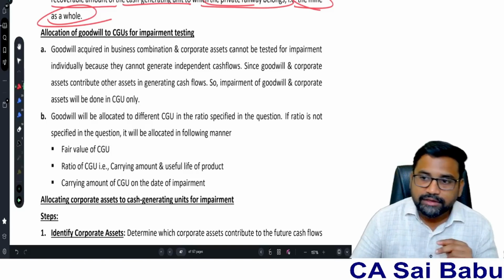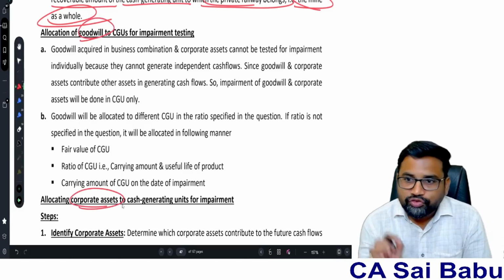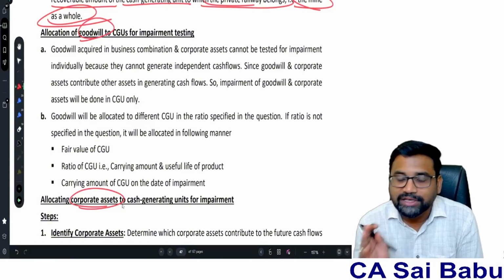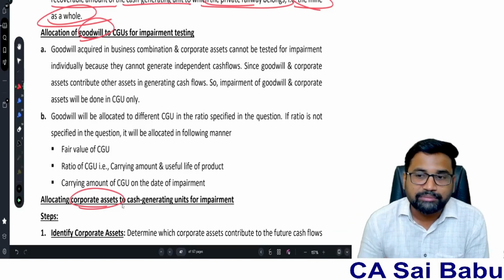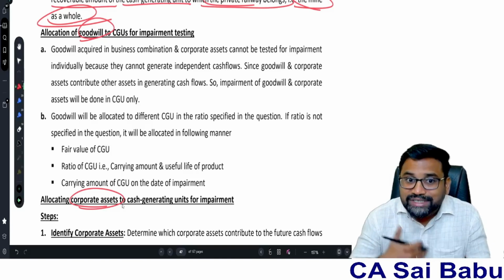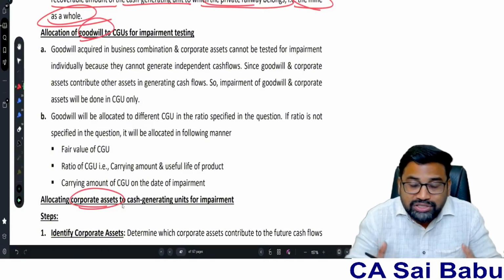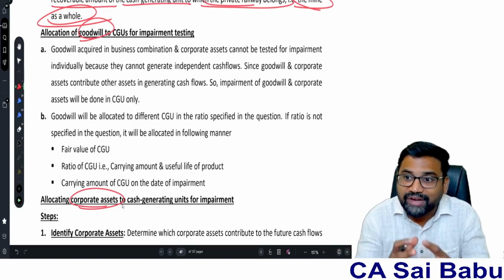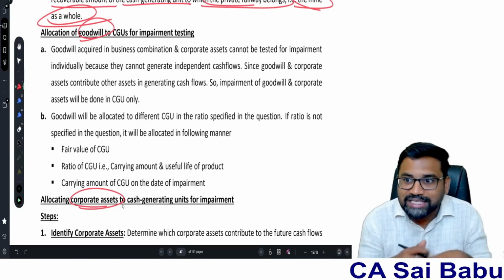Now here two things you need to focus on. One is goodwill, another one is corporate assets. See, goodwill and corporate assets are both tested for impairment at the CGU only, not at individual level. Because you tell me, does goodwill belong to one particular department or one particular asset? No, generally goodwill belongs to the entire organization, right? So when I want to test the impairment of goodwill, I can't test it independently, because goodwill is a factor which will give an intangible push or intangible benefit to every department, every product line in the organization.